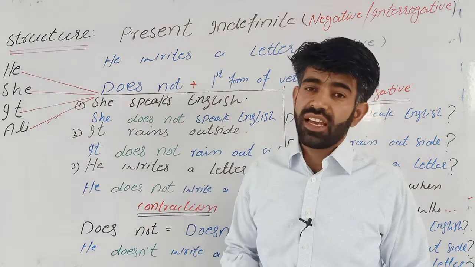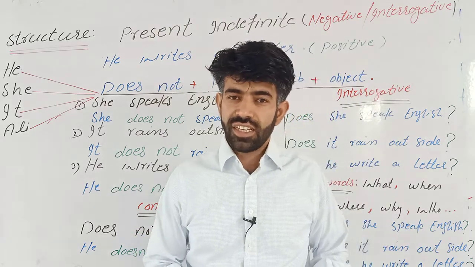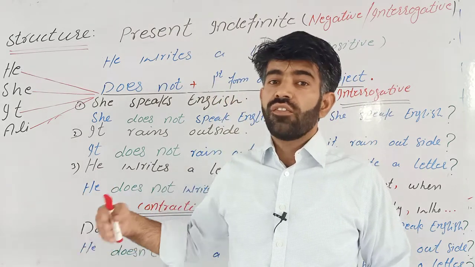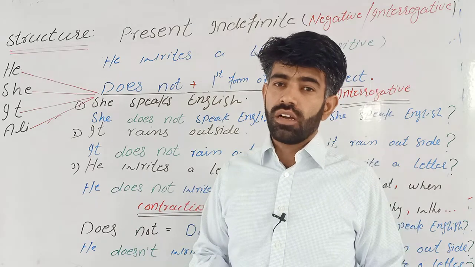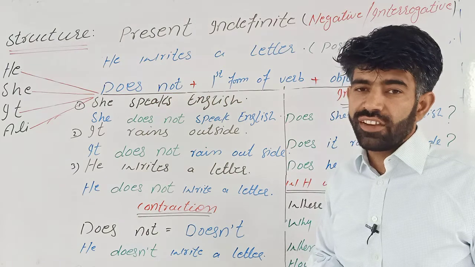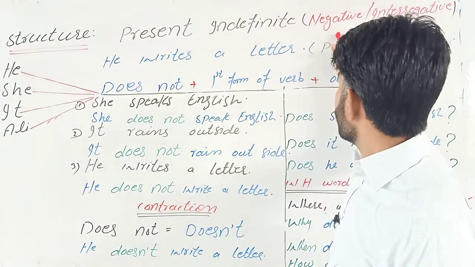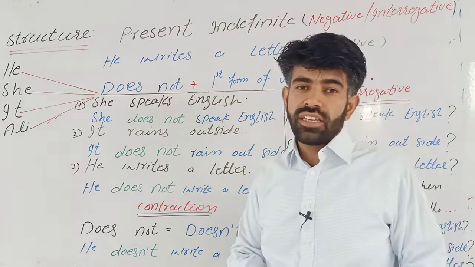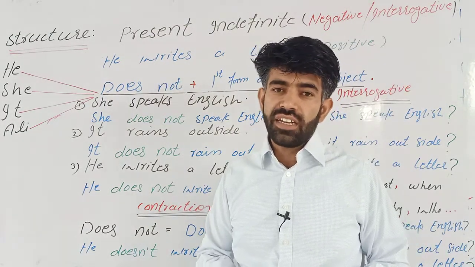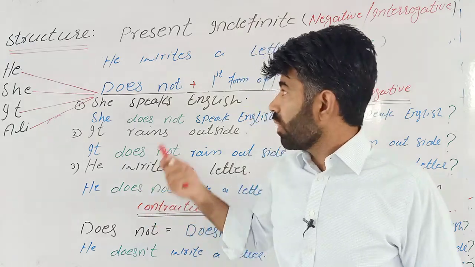In the previous lectures we talked about when to use present indefinite tense, and before that we also talked about how to make positive sentences of present indefinite tense. Today we are going to talk about how to make negative and interrogative sentences of present indefinite tense, which are different from each other. So let's talk about it.